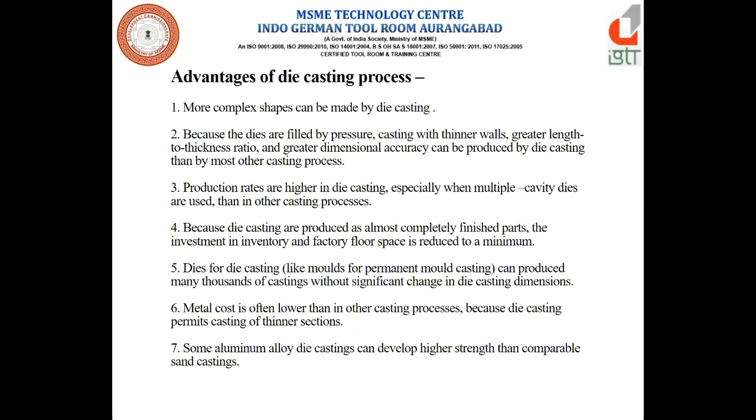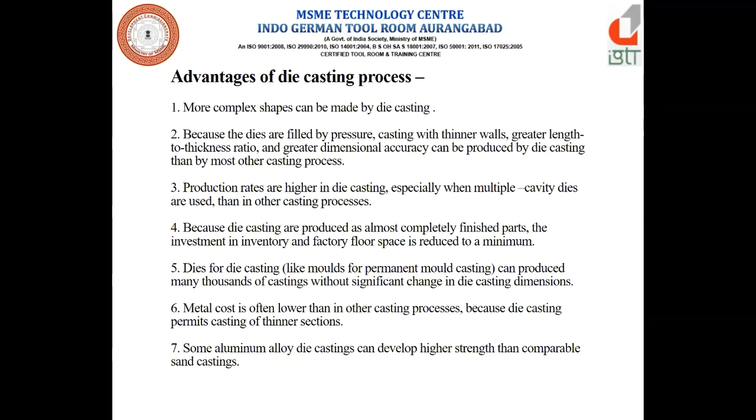Next, full automation is achievable. We can use robots for loading and unloading, so automation is possible with this process. Production quantities are high, so very high production quantities are possible. In this process, direct labor cost is low because the automation is already there. Finishing costs are low, and near net shape we can achieve in this process.